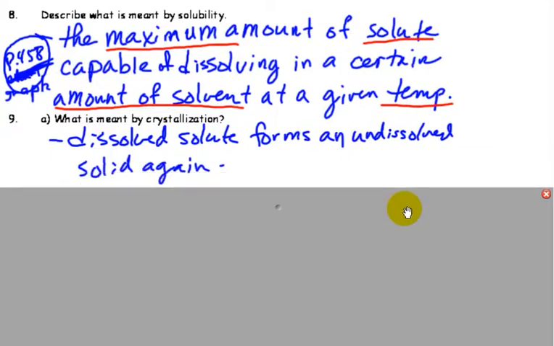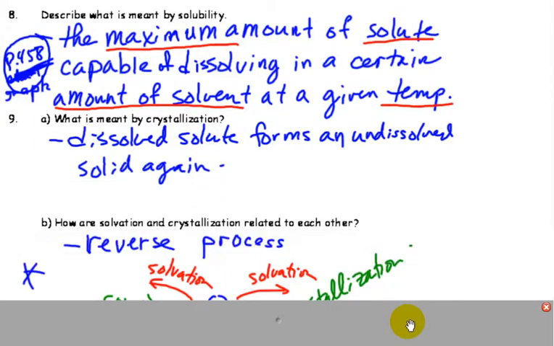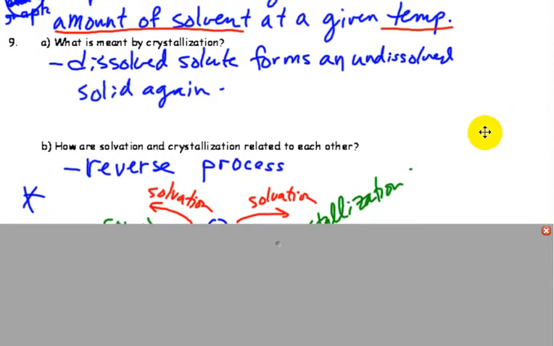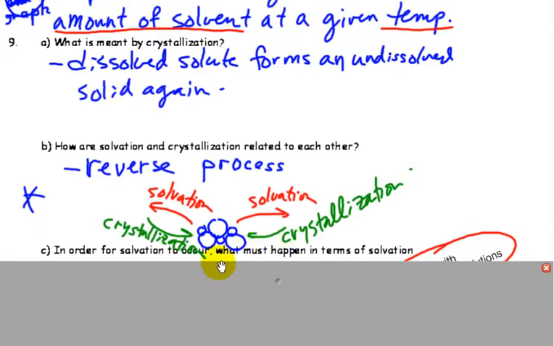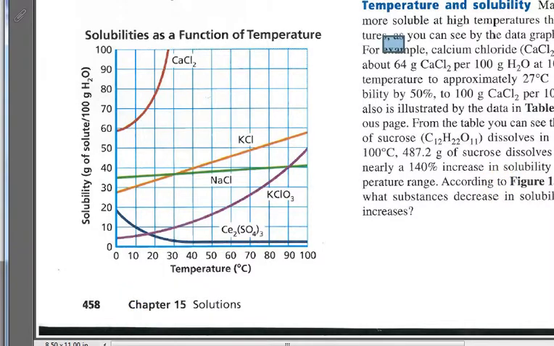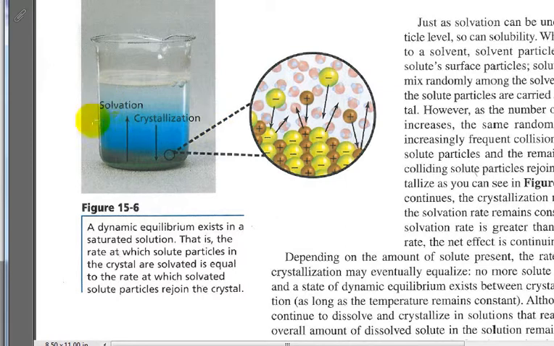Okay, crystallization. Dissolved solute forms an undissolved solute again, or solid. So it's the reverse process of solvation or dissolving. If you have a crystal on the bottom of a beaker of water, some of it goes into solution and some of it recrystallizes back. So it's the reverse processes. We could think of it like this: solvation and crystallization, so forming a solid again and dissolving. That's happening at the same time continuously, therefore it's called a dynamic equilibrium if it is a saturated solution.